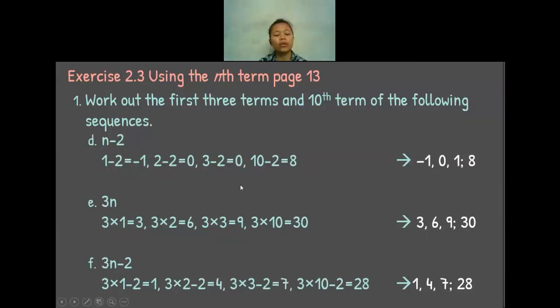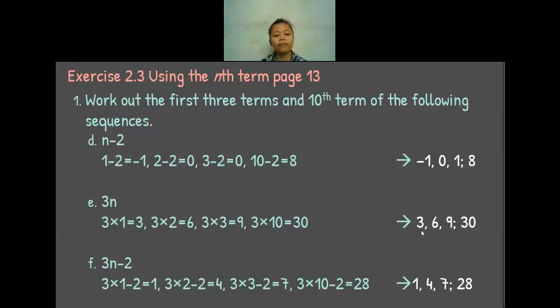For the question 1D, we will be replacing the letter N with the numbers 1, 2, 3, and 10. So here is the question for the 1D. It will be negative 1, 0, 1, and 8. For the question E, we replace the letter N with 1, 2, 3, and 10. I will have 3, 6, 9, and 30.